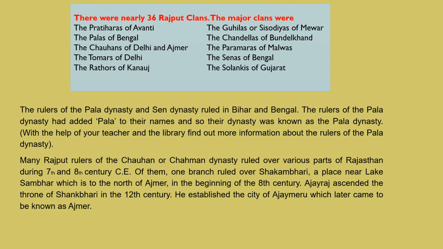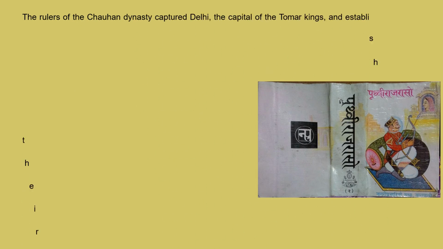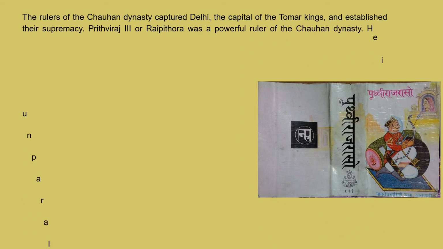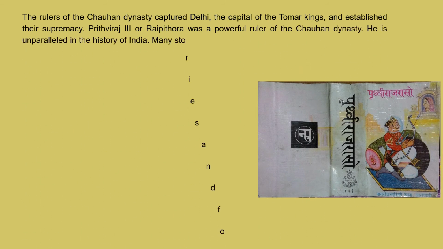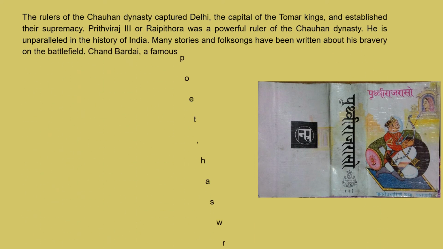So who had founded this Ajay Meru, children? Ajay Raj. Moving on towards the next powerful ruler of the Chauhan or Chahamana dynasty. The rulers of the Chauhan dynasty captured Delhi, the capital of the Tomar king, and established their supremacy.